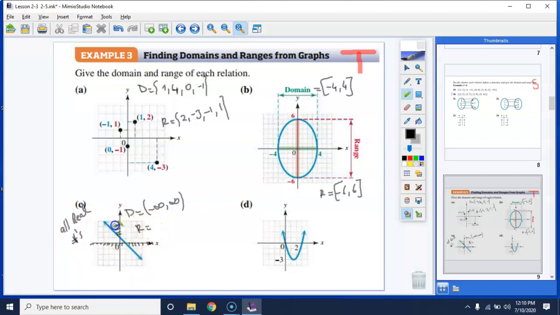Same thing for range. It's going to cover all those positive y values. It's going to cover all those negative numbers. So we are good to say negative infinity to positive infinity.